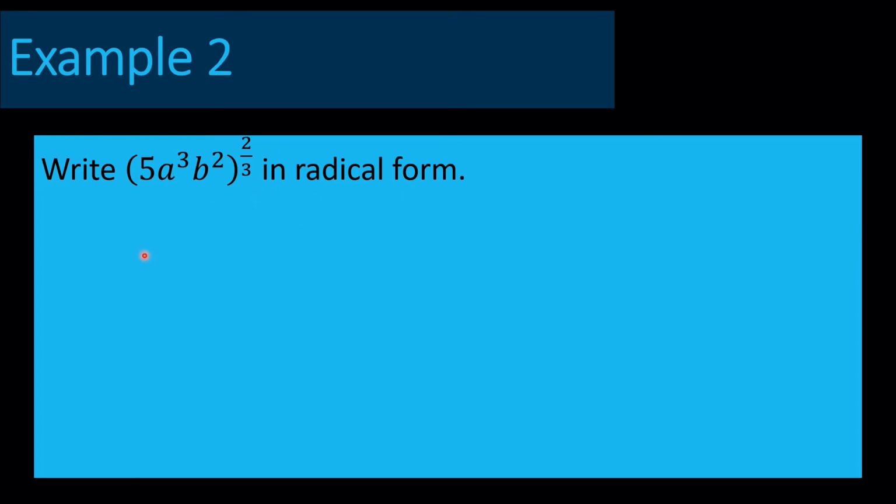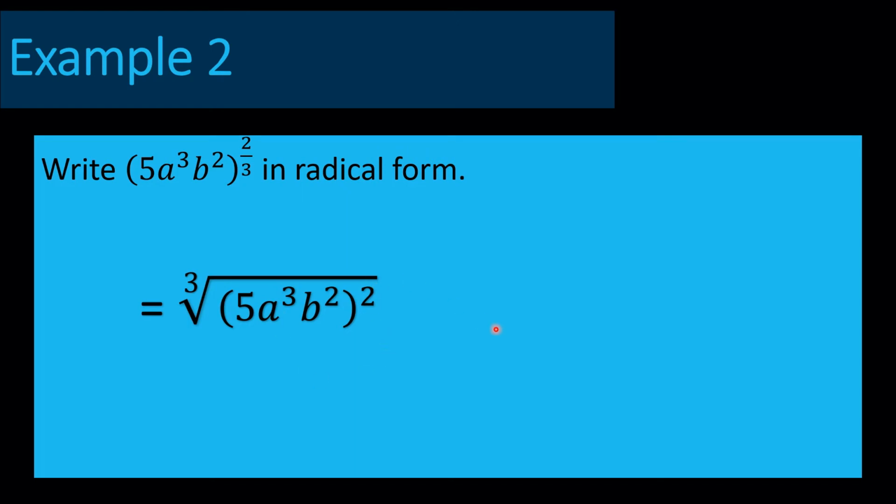So this problem is still very simple. If you look at the given, the whole of this 5a cubed b squared is being raised to 2/3. So we start with a radical sign, and then observe that the denominator is 3. So that will become our index. The remaining, just copy 5a cubed b squared raised to the power of 2.